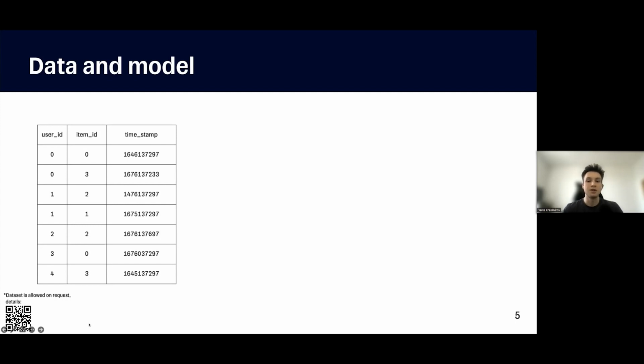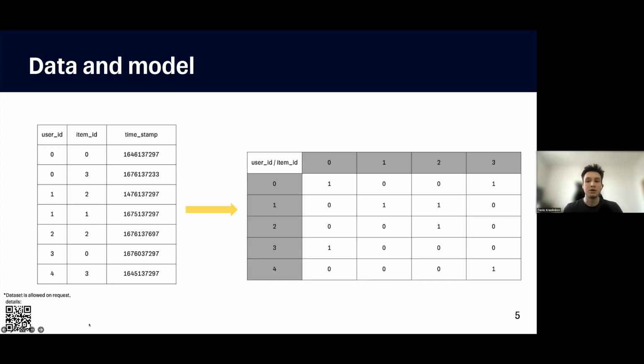We left only last user item pair and transformed dataset into n users m items matrix. 1 in the cell if user had transaction in the merchant and 0 otherwise. Timestamp was used for train validation test split. As a recommendation system, we used alternating least squares model.